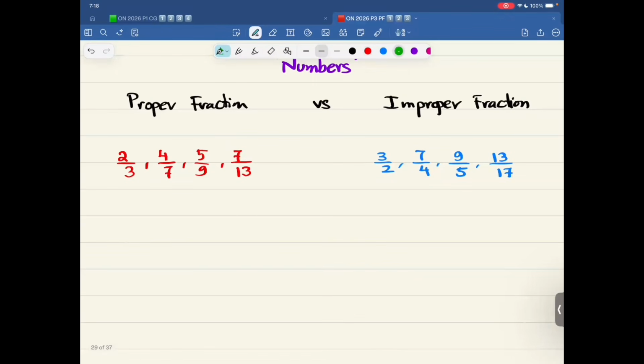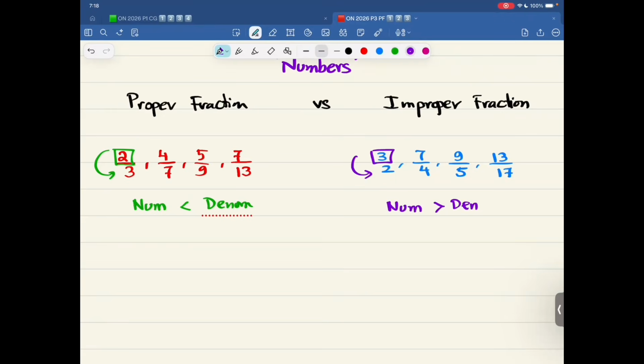What is a proper fraction? The numerator is smaller than the denominator. That is a proper fraction, as simple as this. What is an improper fraction? An improper fraction is when the numerator is greater than the denominator.